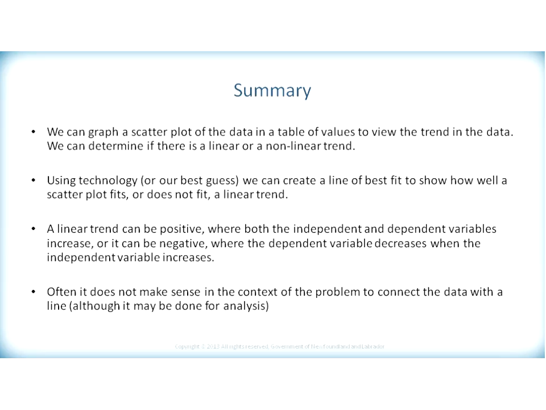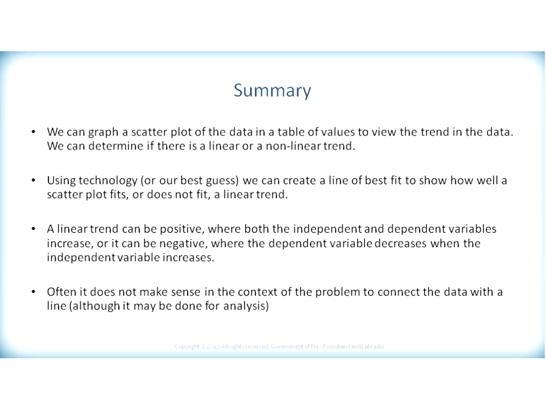So to summarize this section, we can graph a scatter plot of the data in a table of values to view the trend in the data. We can determine if there's a linear or nonlinear trend. Using technology, or our best guess if we don't have technology available, we can create a line of best fit, like I just did, to show how well a scatter plot fits or does not fit a linear trend. A linear trend can be positive, where both the independent and dependent variables increase, or it can be negative, where the dependent variable decreases when the independent variable increases.